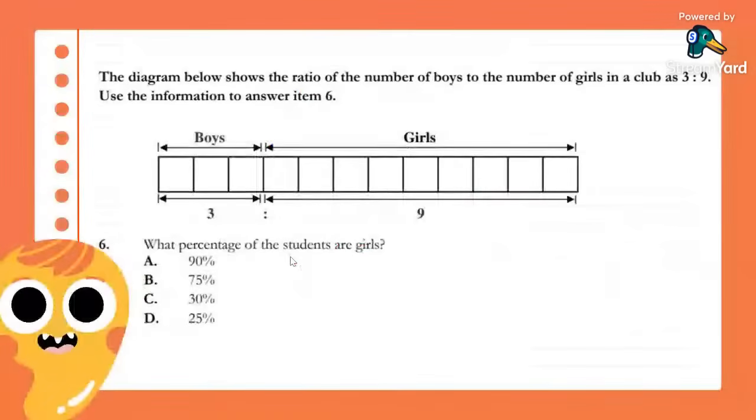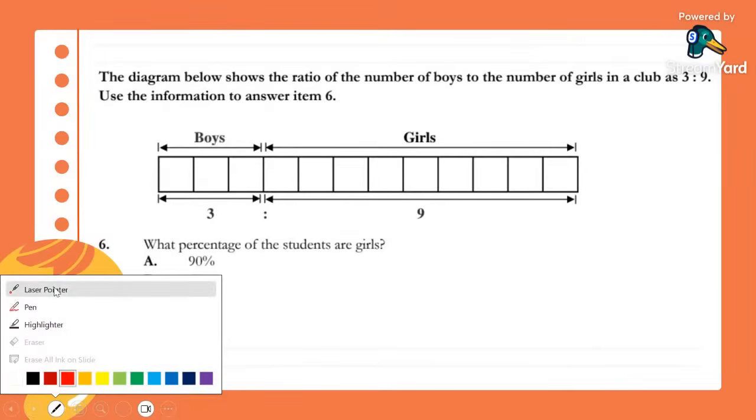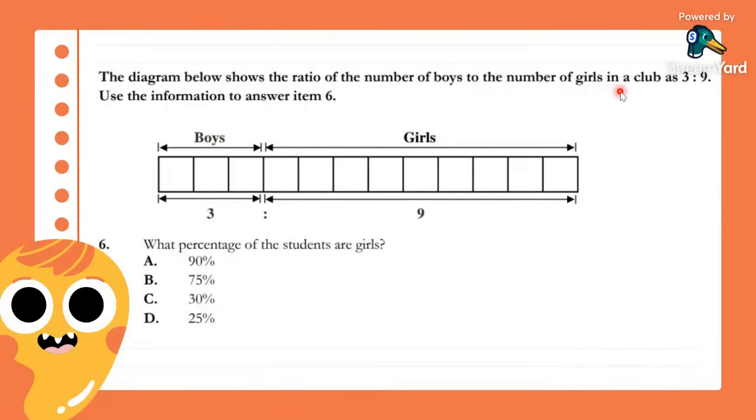All right. Next question. The diagram below shows the ratio of the number of boys to the number of girls in a club as 3 to 9. Use the diagram to answer item 6. It says here, what percentage of the students are girls? I'll give you some time to think about this, to work this one out.